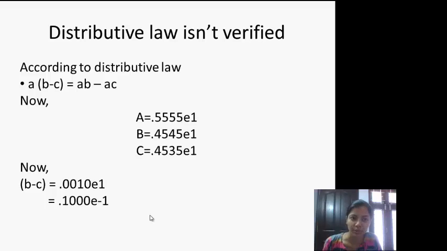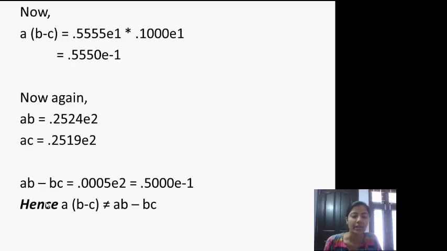Then we'll see the distributive law. According to the distributive law, a into b minus c is equal to ab minus ac. Again I take the values a equals 0.5555, b equals 0.4545 and c equals 0.4535. If I compute the LHS, b minus c gives 0.1000 E1, and when I multiply a to it, I get 0.5550 E1.